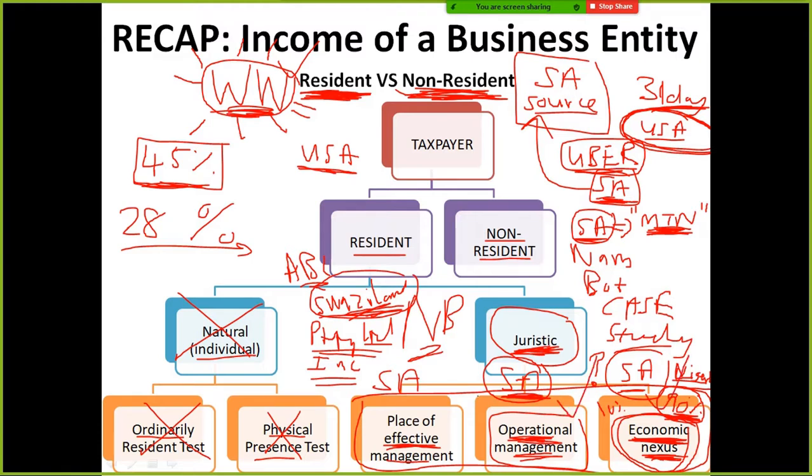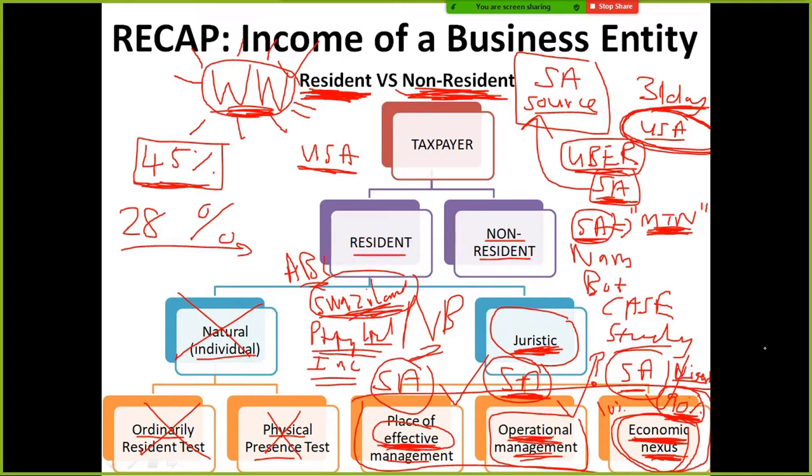Effective management, they can obviously motivate. If you've operated in South Africa and you've got most of your money coming from South Africa, they might provide evidence that your effective management is actually in South Africa. And if they can prove that, and they can prove that you're a juristic resident, then you'd have to pay resident tax in South Africa.